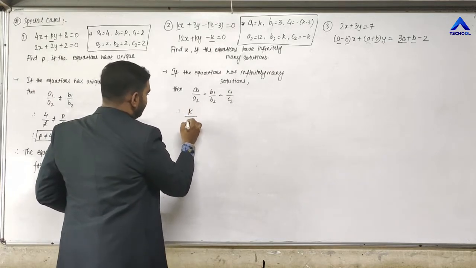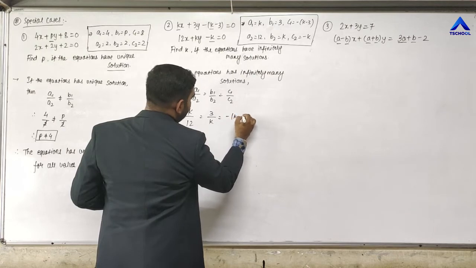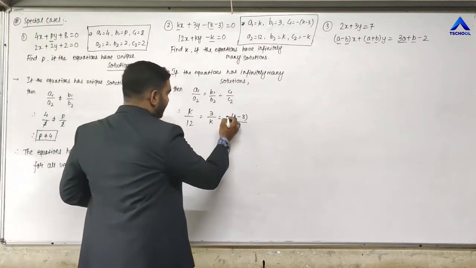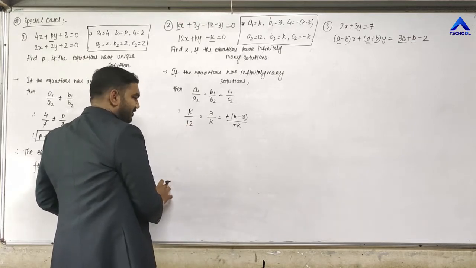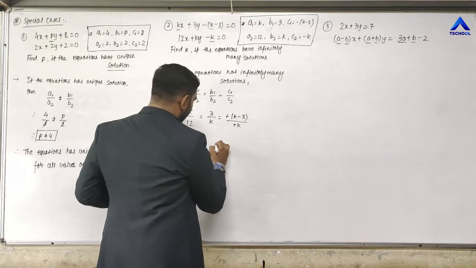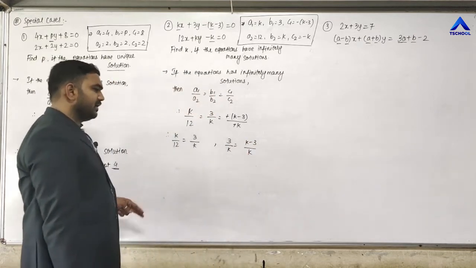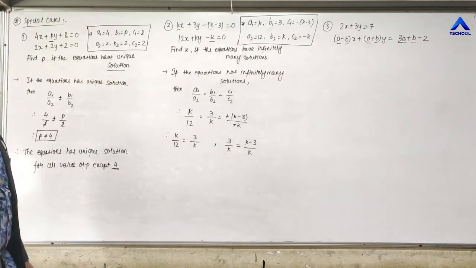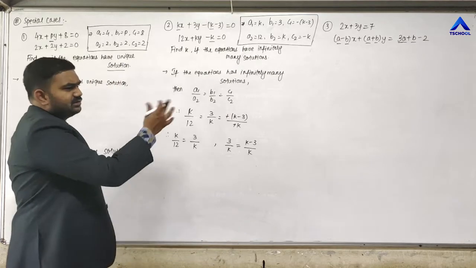Therefore k upon 12 equals to 3 upon k equals to minus of k minus 3 upon k minus k. So first of all I can cut out this minus here and then, comparing the fractions, I shall get k upon 12 is equals to 3 upon k and 3 upon k is equals to k minus 3 upon k, right? You can also compare the first and the last fraction so that you can find out the value of k. It does not make any sense whether to compare first and second, or second and third. You can also compare first and third.